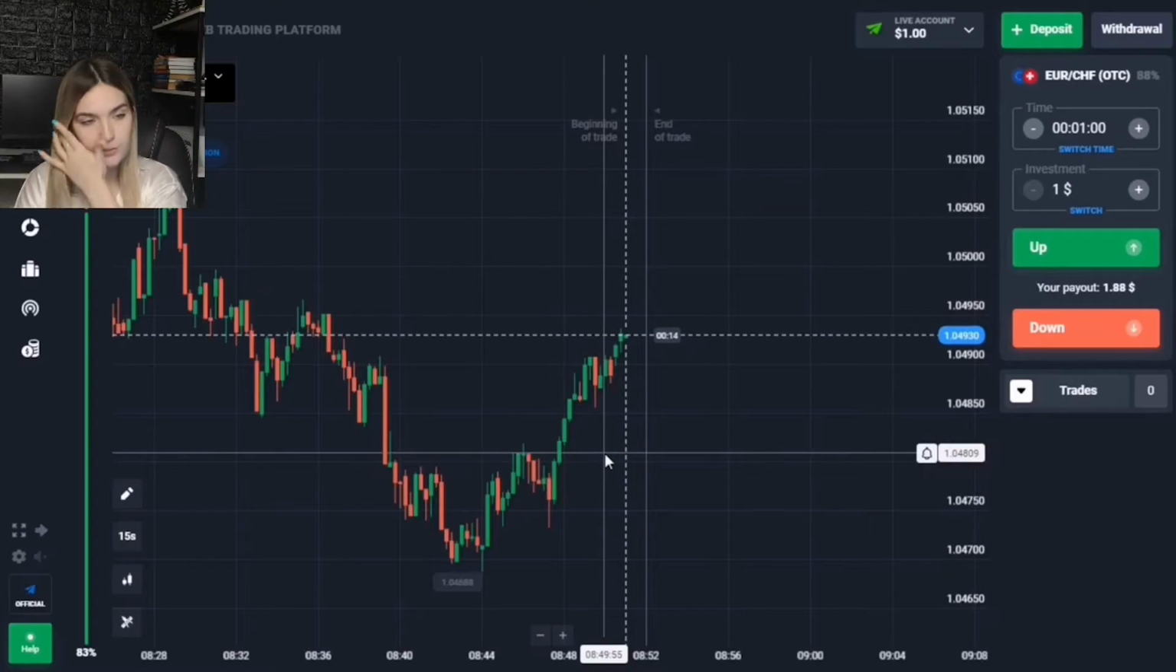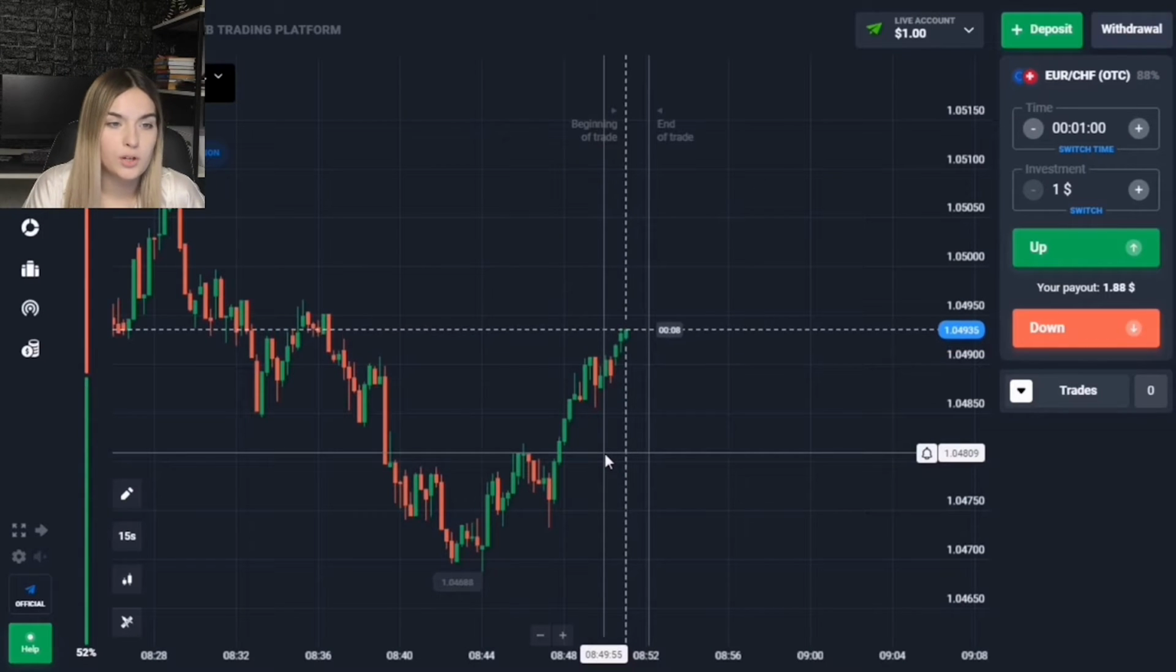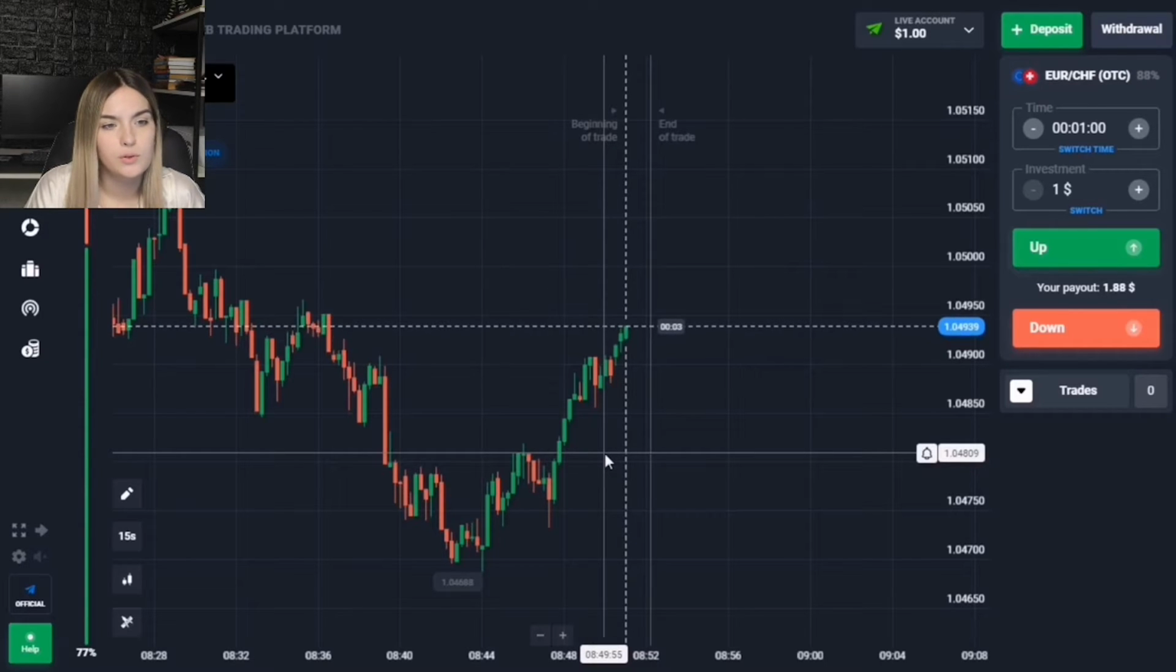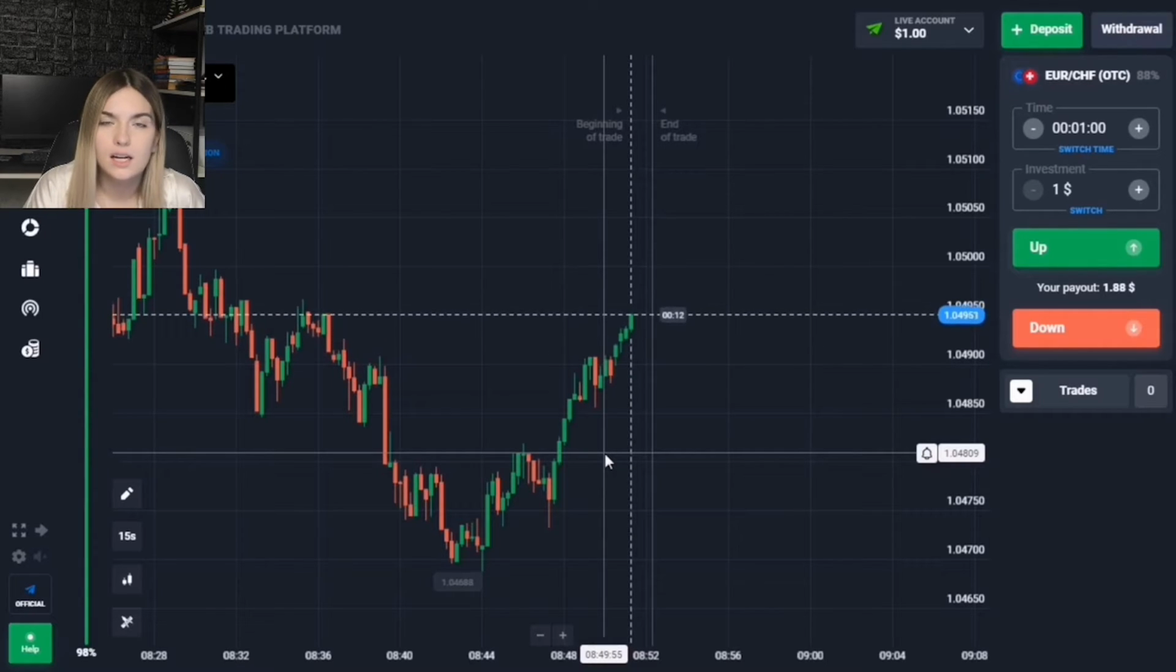Today is a day off, the exchange is closed and only OTC currency pairs are available. I have $1 on deposit and I will try to upsize this amount up to $3,000. Today we will trade with you using the Parabolic Sar indicator. The Parabolic Sar indicator is a trend indicator. It is designed to tell the trader where to exit the trade position.